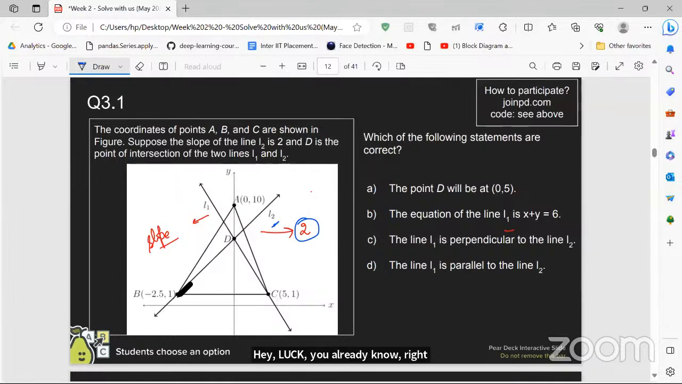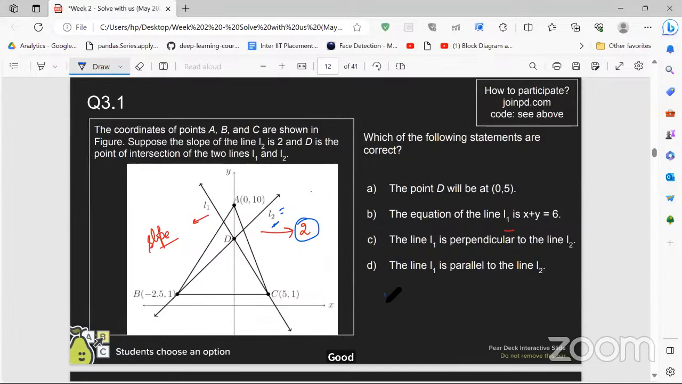And you already know a point through which L2 is passing: minus 2.5, 1. If you have a point and a slope, can you get the equation of this line? Can you tell me the equation of L2? Y equals minus x plus 6.